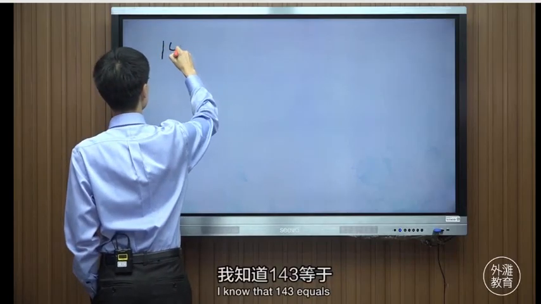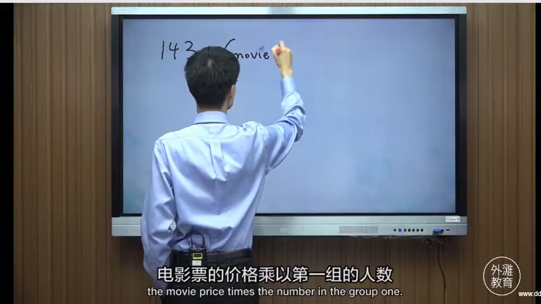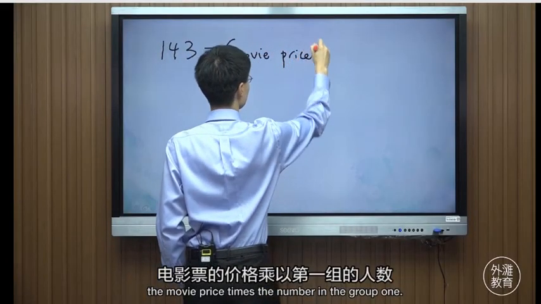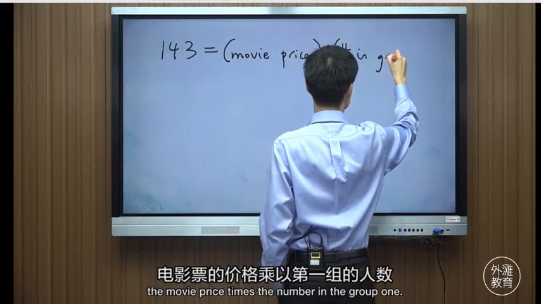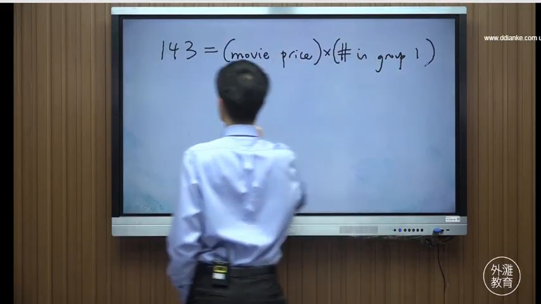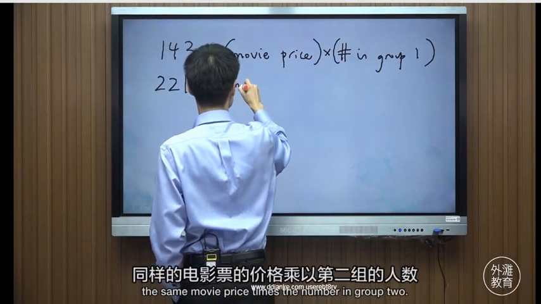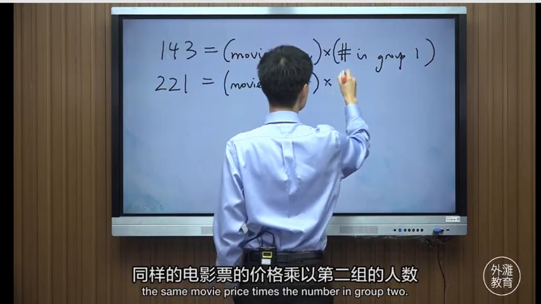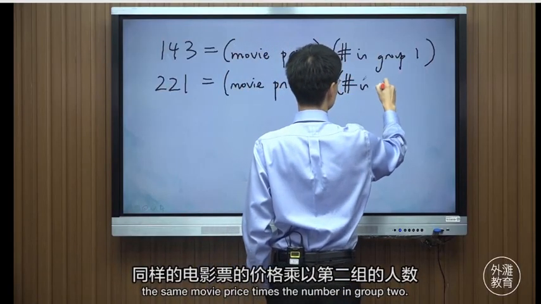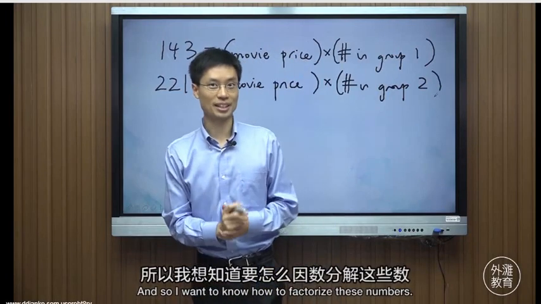I know that 143 equals the movie price times the number in group 1. And I know that 221 is equal to the same movie price times the number in group 2. And so I want to know how to factorize these numbers.